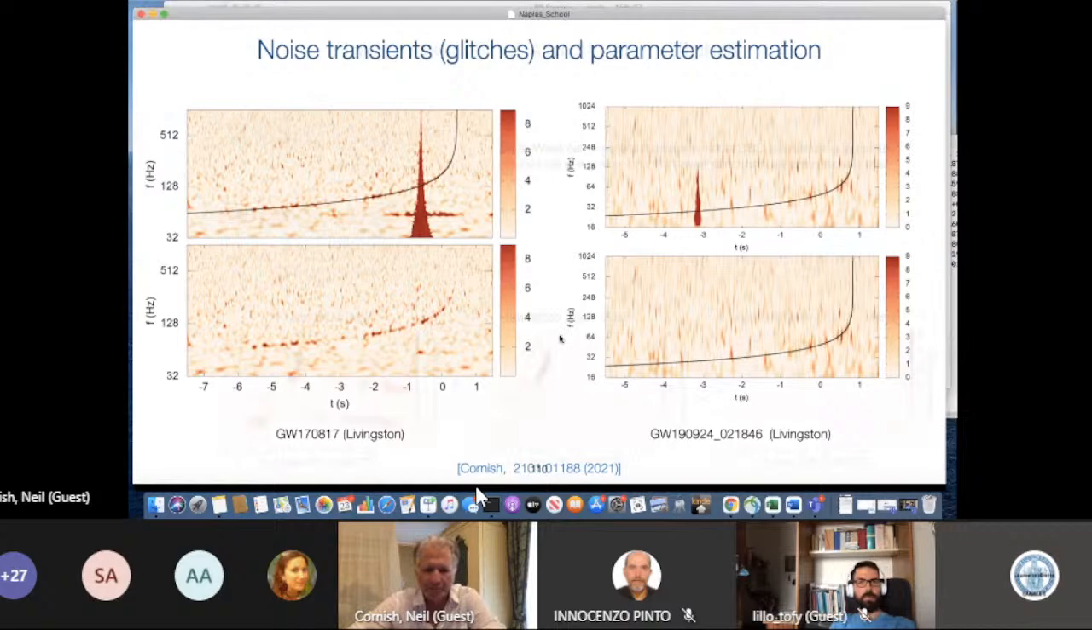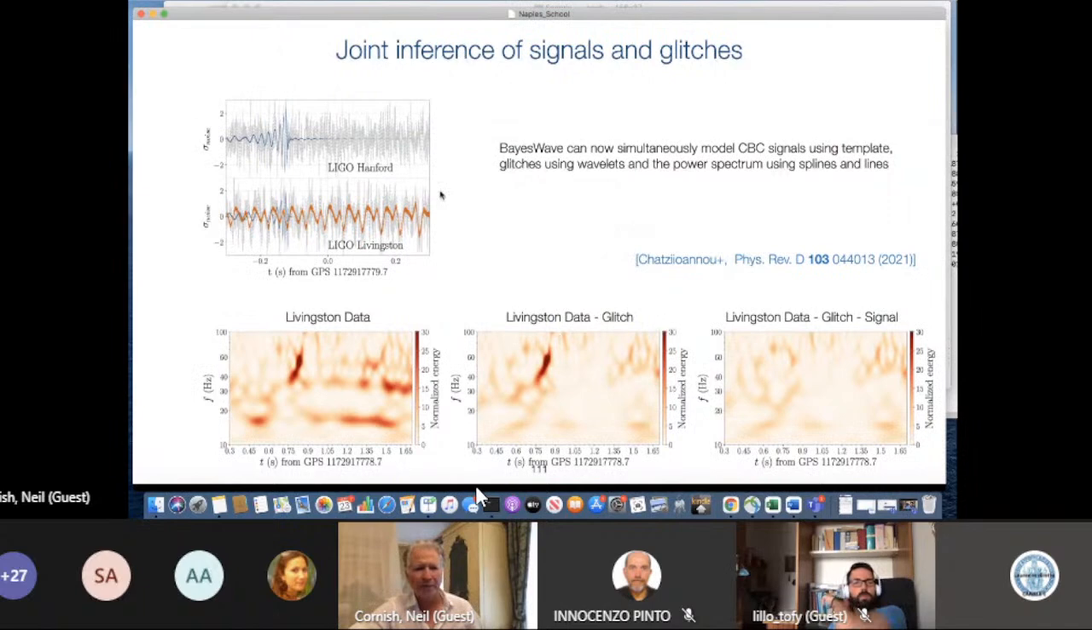So what we're now doing is jointly inferring. Here's an example where we simulated a signal, and in the Hanford detector everything was pretty clean, but in the Livingston detector there was a big glitch.